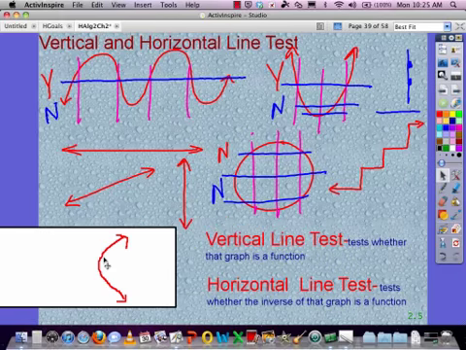Now, as a recap also, the vertical line test tests whether the graph itself that you're looking at is a function. Where the horizontal line test tests whether the inverse of that graph is a function. And when we say the inverse of the graph, we don't see that. We would have to draw the inverse. This saves you time and not needing to draw the graph.